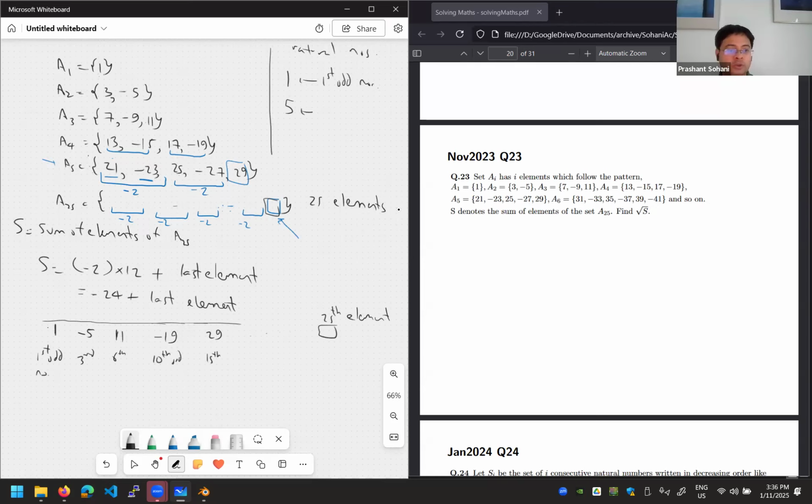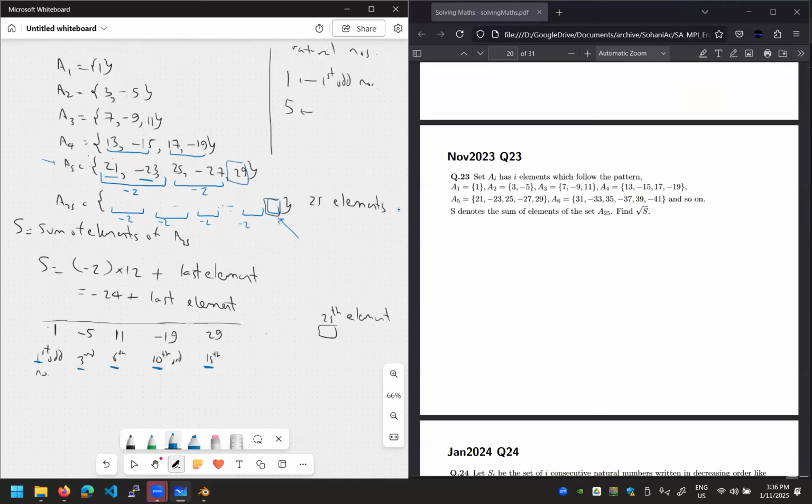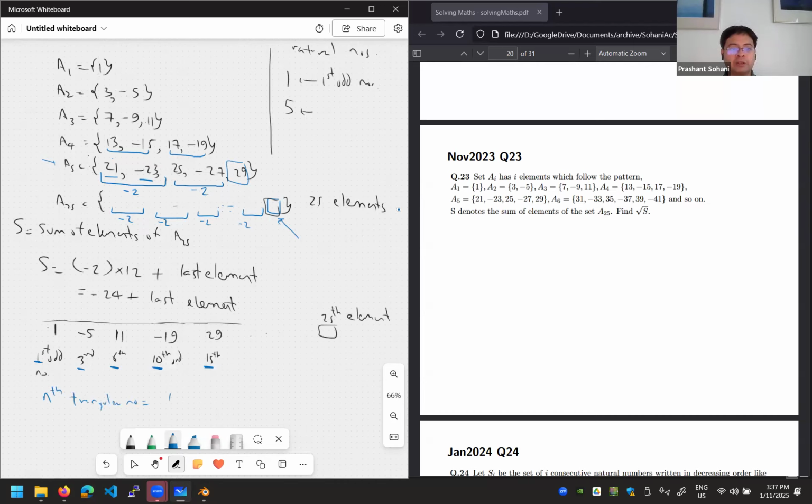the 15th odd number. So if you look at these numbers, are they reminding you of something? Have you seen this pattern? 1, 3, 6, 10, 15. These are triangular numbers, right? I had done this at the very beginning last time, that the nth triangular number is the sum of 1 plus 2 plus 3 up to n, and the formula is n into n plus 1 by 2.